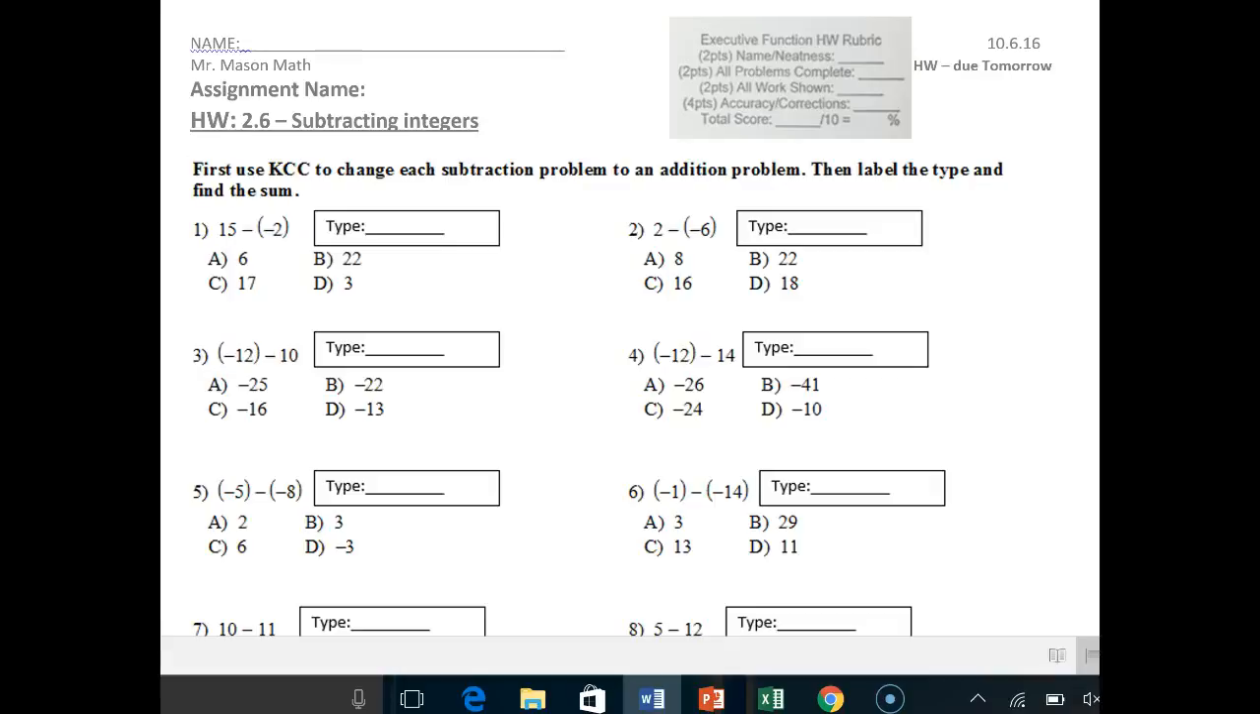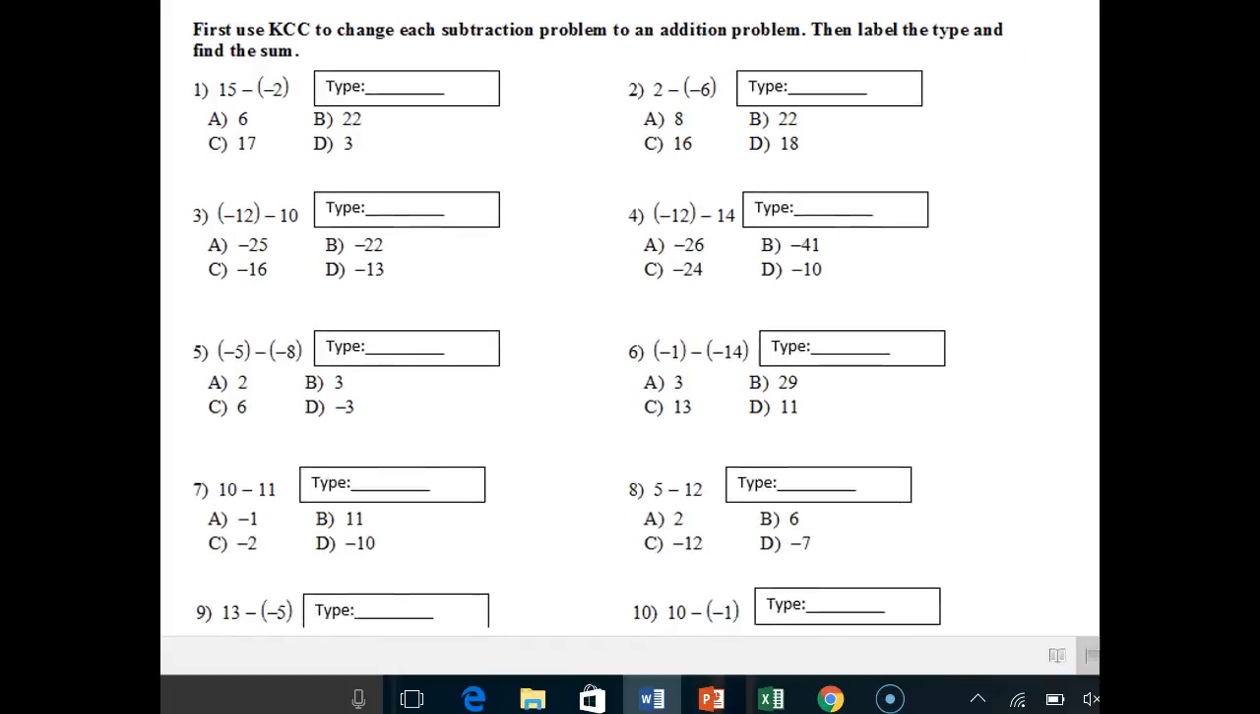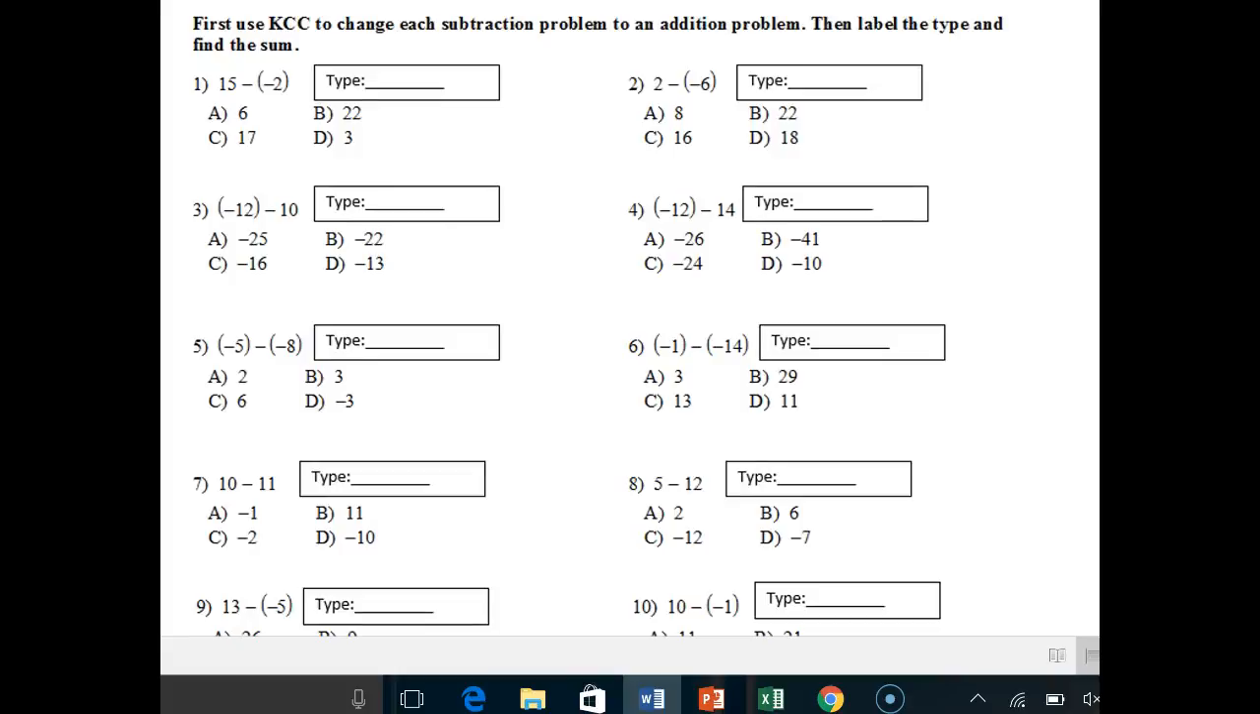Tonight I'm going to help you out with homework 2.6, subtracting integers. So first set of directions says first use KCC to change each subtraction problem to an addition problem, then label the type of problem and find the sum. So this is how we're going to do this. On every problem you're going to write KCC above it just to get into the habit. KCC, you're going to change it.